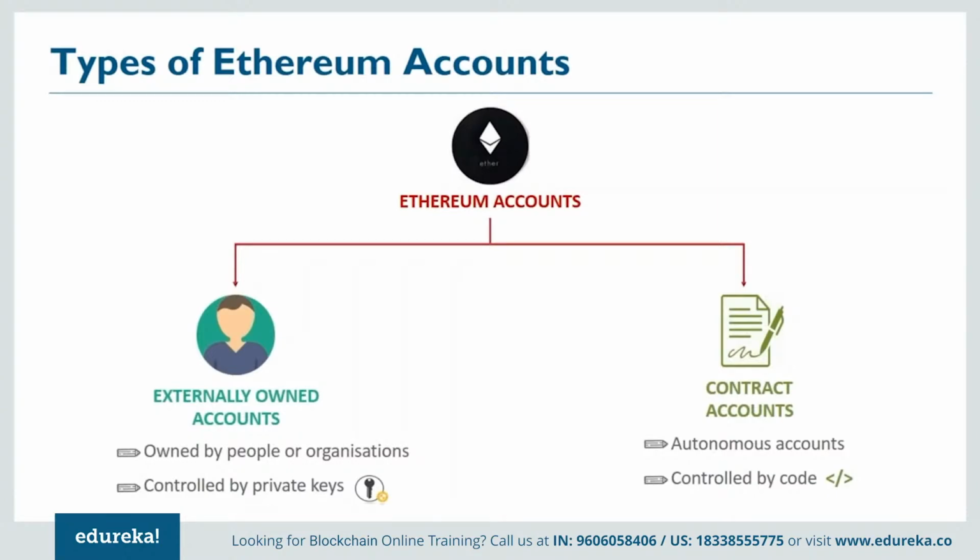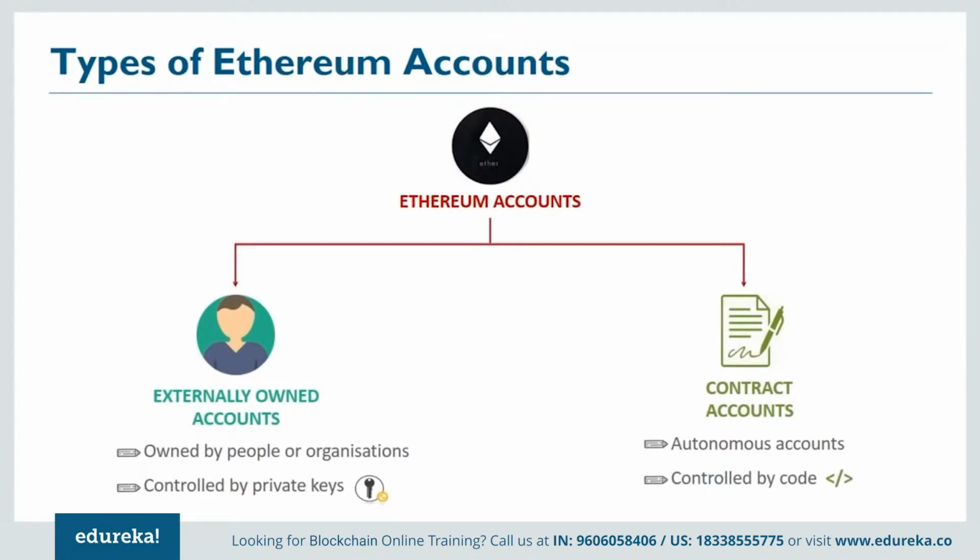As we can see here, there are two types of Ethereum accounts. The externally owned accounts that are owned by people or organizations, and the contract accounts, which are autonomous in nature. Now, these externally owned accounts are controlled by private keys which are owned by individuals.